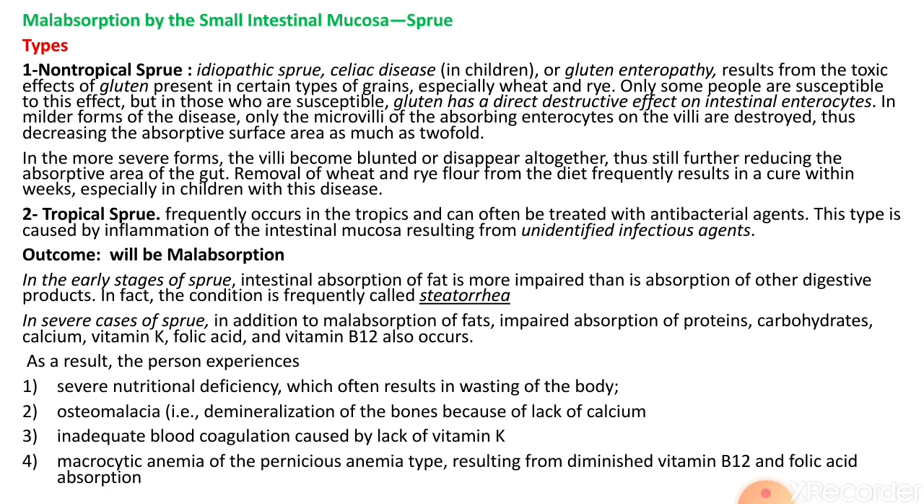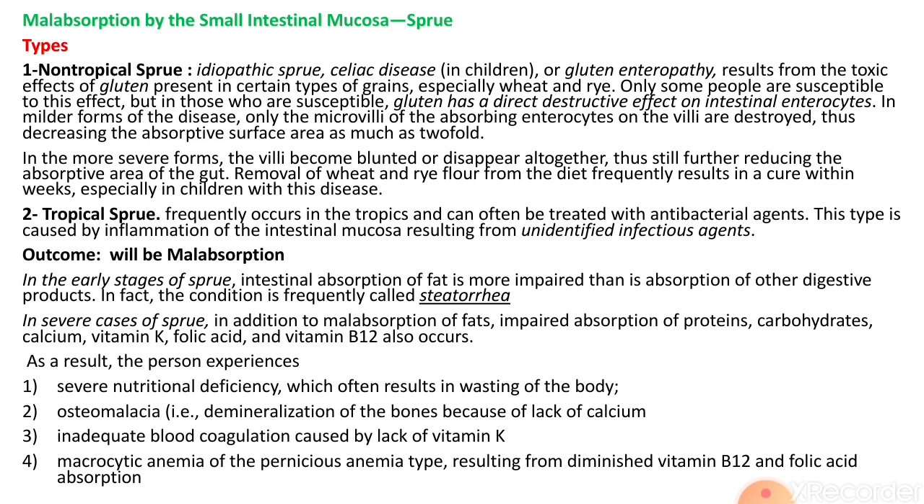Now the other subject which we deal with is malabsorption in the small intestine, and the other name is sprue. We have two types of sprue, non-tropical sprue and tropical sprue. The non-tropical sprue is also called idiopathic sprue, or celiac disease in children, or in adults it's called gluten enteropathy.